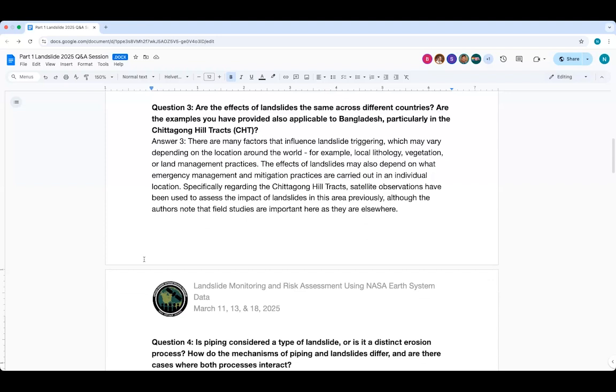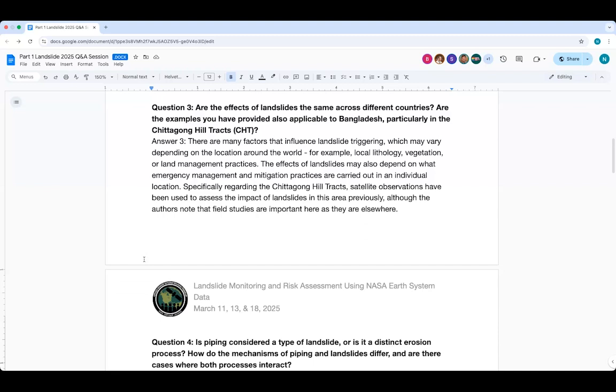But obviously, there are certain factors that differ across, depending on where you are in the world, that will strongly influence the way in which landslides occur. So local lithology, the vegetation. One thing that particularly does correspond to maybe differences between different countries are things like land management practices and the way in which people use their hill slopes, for example.